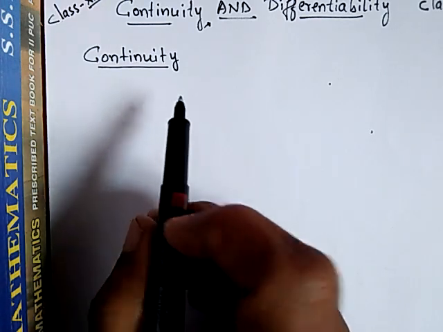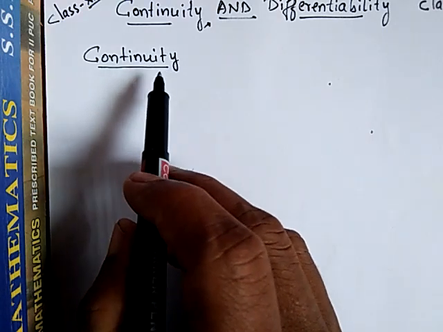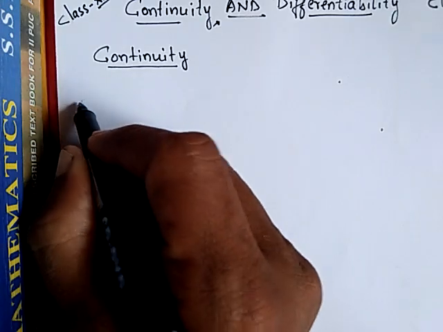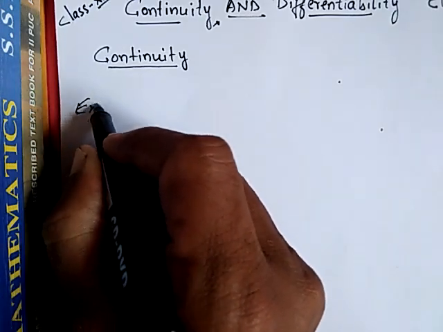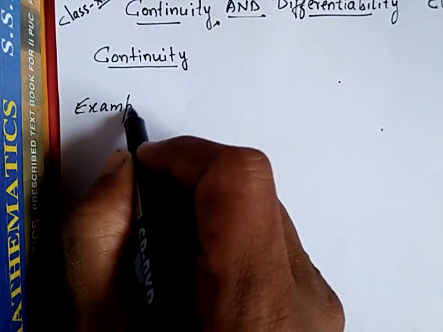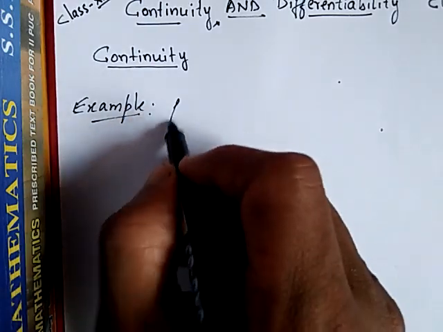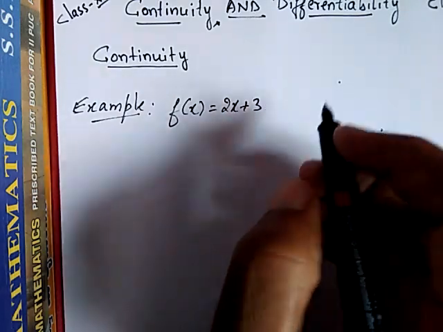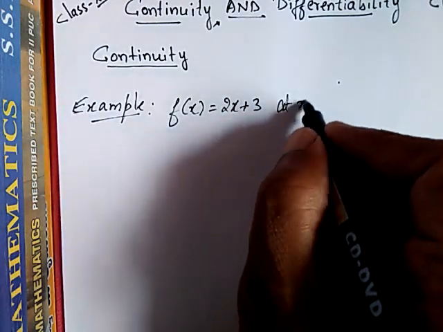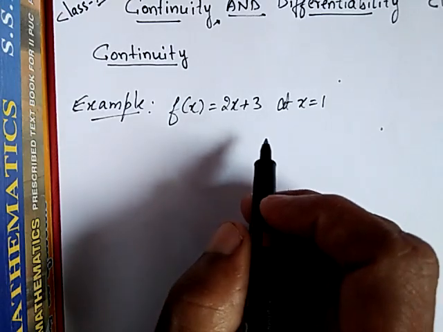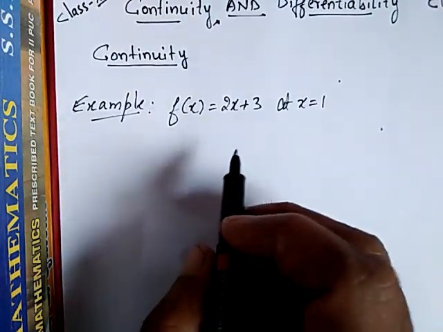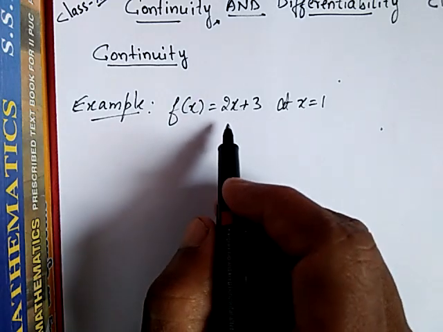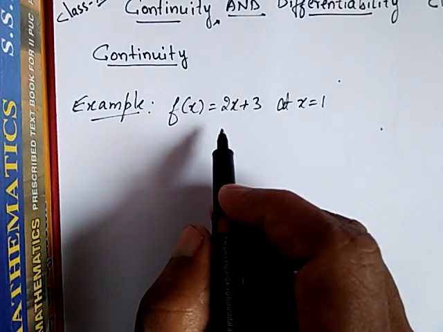So today, before learning the definition of continuity, we will go for one example so that you will get the idea. Afterwards I will tell the definition of this continuity. So first example we will take. Some function is given, f of x is equal to 2x plus 3. At x is equal to 1, whether this function is continuous or not, we have to check.